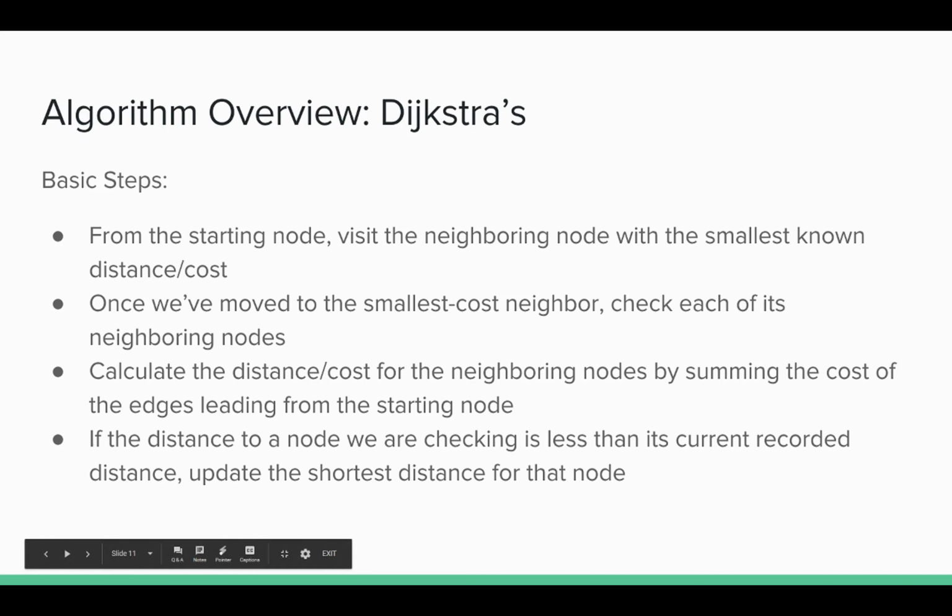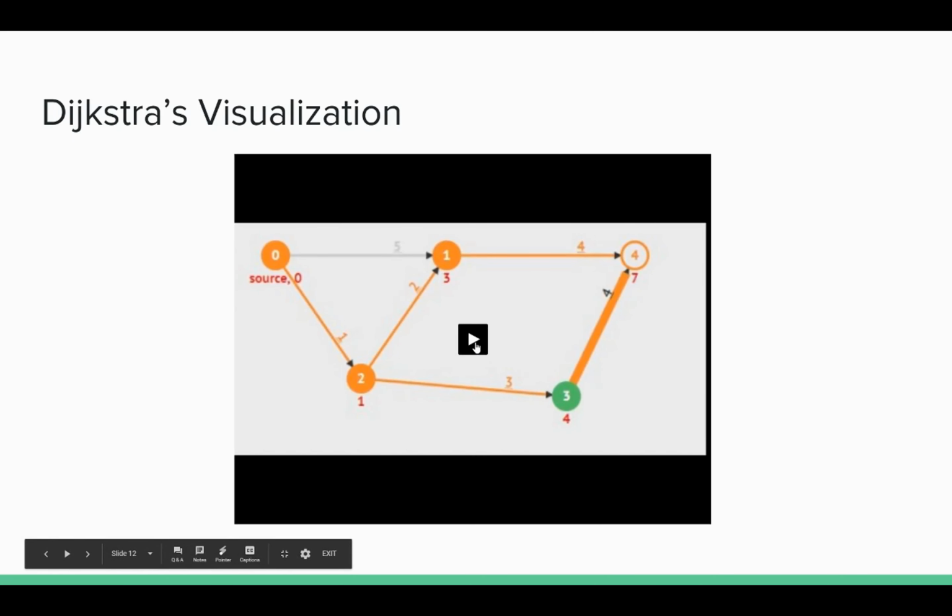Essentially, from the starting node, you go to each of the neighboring nodes and figure out which one has the smallest known cost. From there, you move to its neighbors and check to figure out which one is the smallest cost as well. You then calculate the distance to this node by summing the cost of the edges leading from the beginning node. If the distance you find is less than the current recorded distance, you update this. Here's a visualization to demonstrate this.